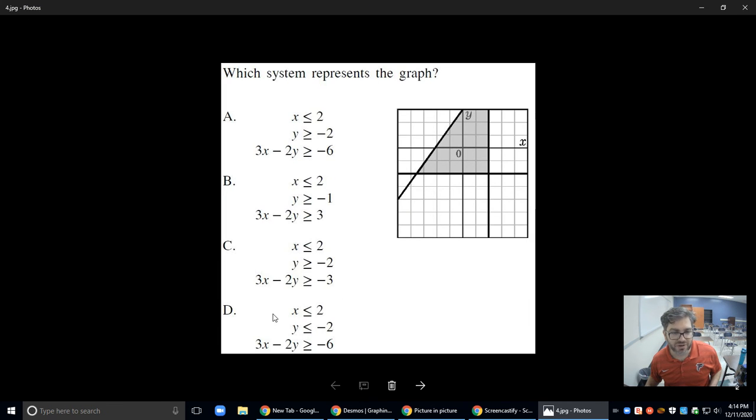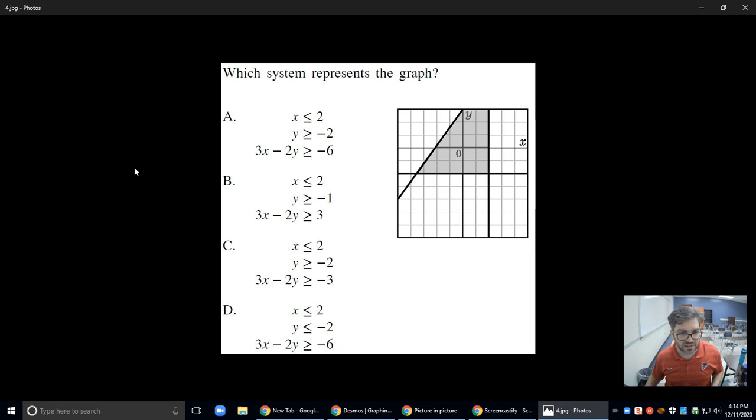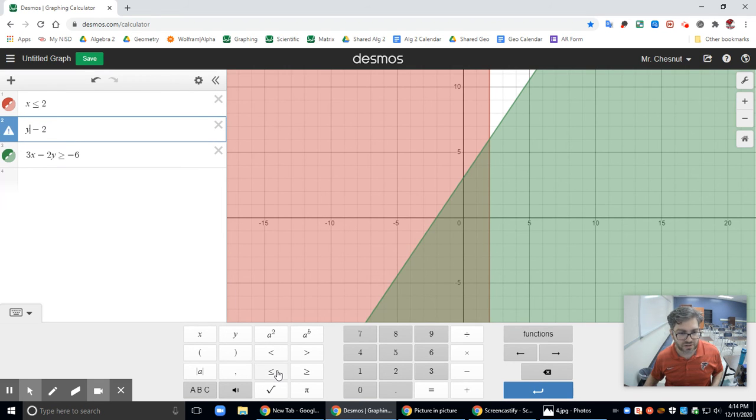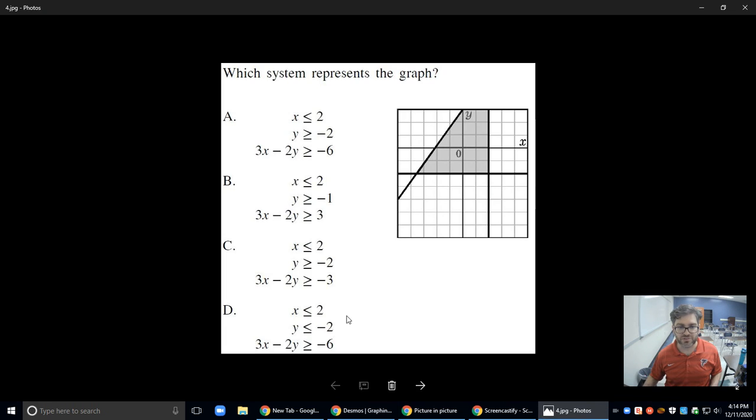So I'm going to go to D, and it looks like the sign changed to less than or equal to negative 2, and then this is negative 6. So I'll change this to a negative 6, and I'll change the sign to less than or equal to negative 2. Here you can clearly see the shading's not overlapping in the triangle. Only the red and the green are overlapping, so that immediately eliminates answer choice D.